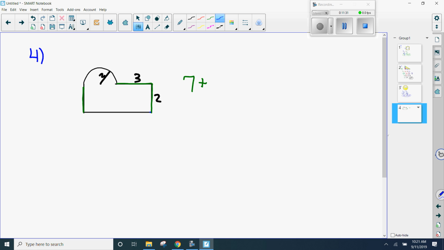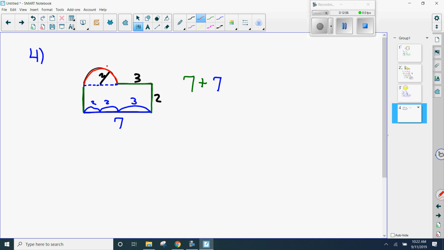I still need this piece right here. How long is that piece? 7. Because what's the distance right here? 2. And the distance right there is 2, because it's the diameter of the circle, which is 4, plus the distance here, which is 3. So this length across the bottom is 7. So I add that piece. What do I have left in the perimeter? That curved piece right there.